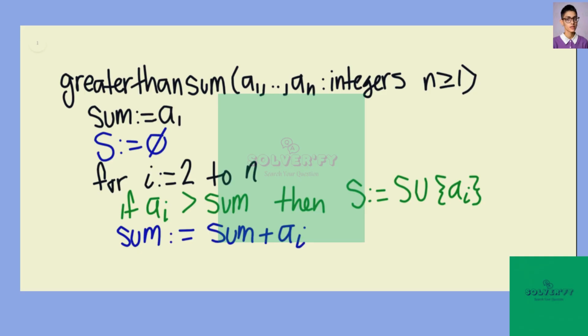All right, at the very end of this, we want to return, and the whole point was to find a list of integers greater than the sum of the previous ones. And so that list is our sequence, our large sequence S.